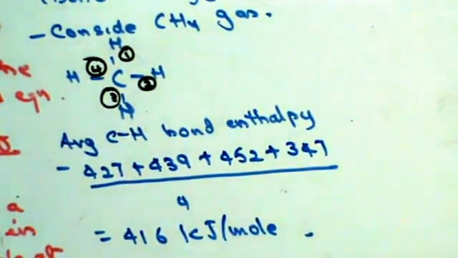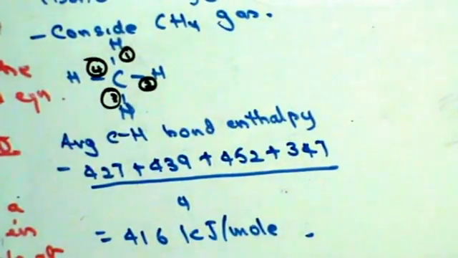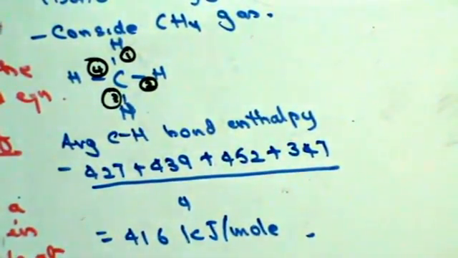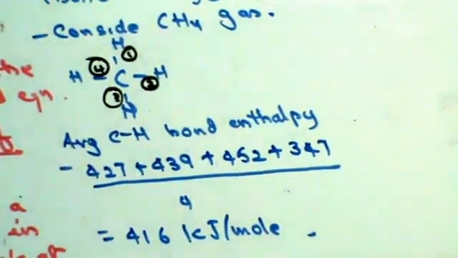So the enthalpy change required to break a particular covalent bond in 1 mole of a gaseous substance, to produce gaseous atoms or radicals, is called your bond enthalpy. Let's write this down, guys. Can we write the definition down?